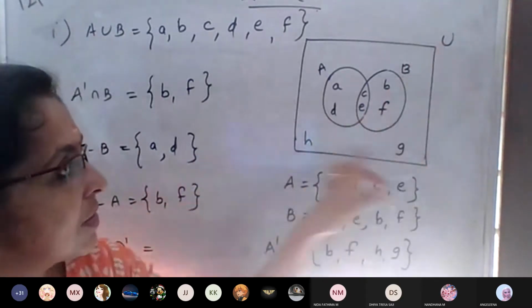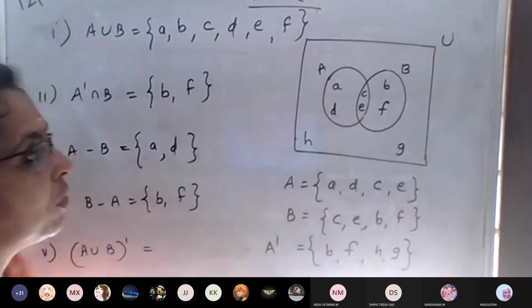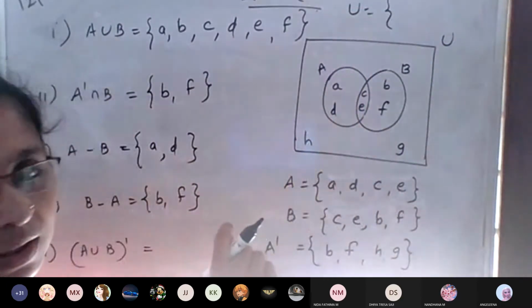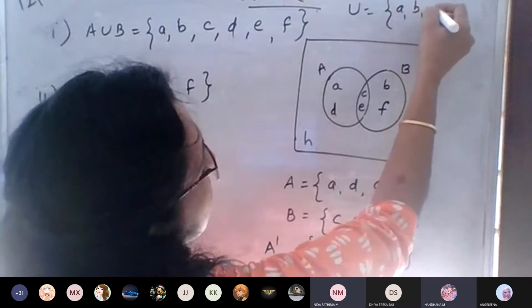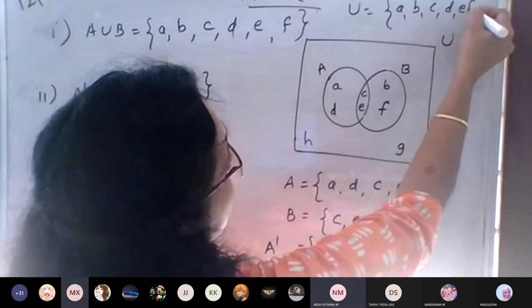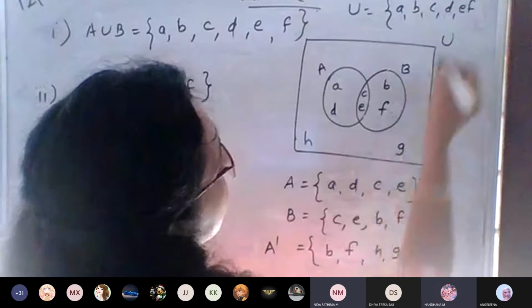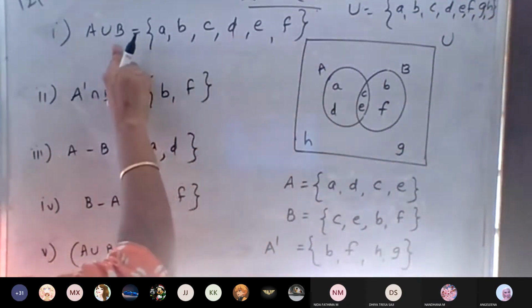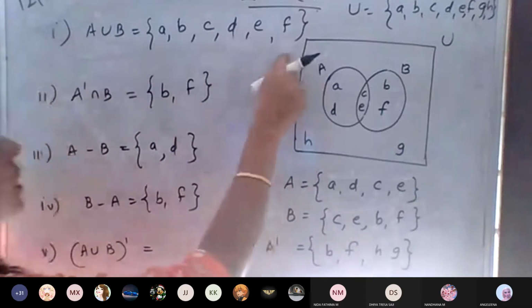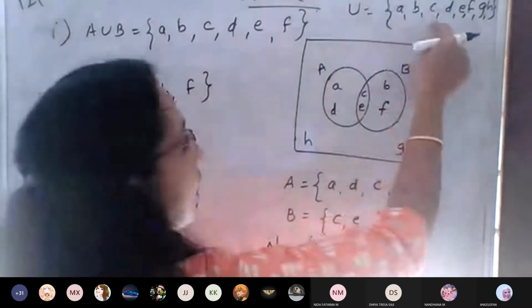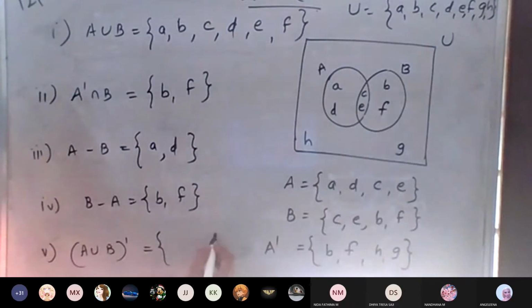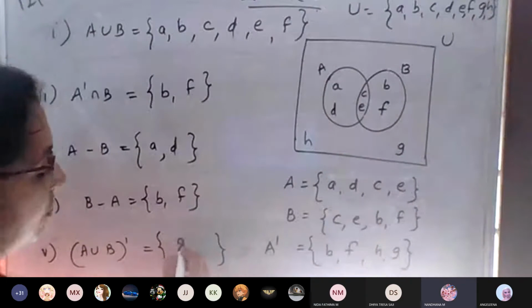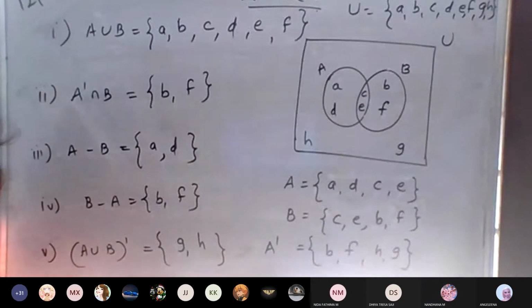Universal set means which are the elements included in the universal set? A, B, C, D, E, F, G, H. So A union B whole complement means it should not be in A union B and it should be in the universal set. So which are the elements? G and H. Okay, G comma H.